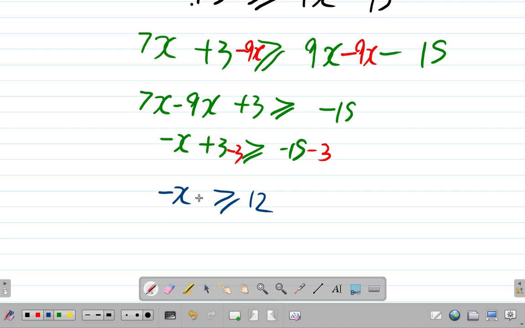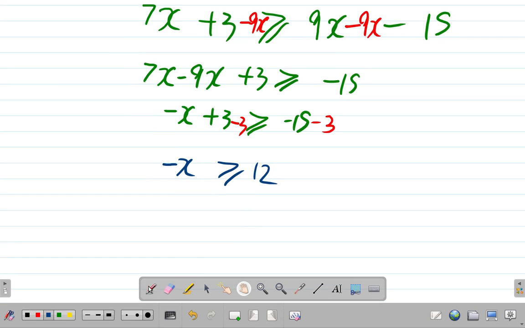Now, negative x, we're going to have to multiply this by negative 1. Oh, it's negative 12 here. But the x is negative. You want positive 12 is greater than or equal to... or less than or equal to. Guess what now? Negative x, you must multiply by negative 1, so you end up with a positive x. Negative times negative gives a positive and the x remains.